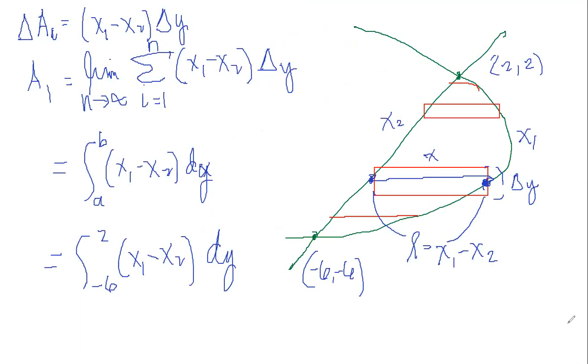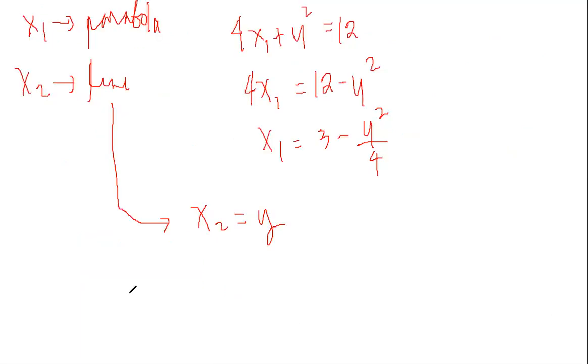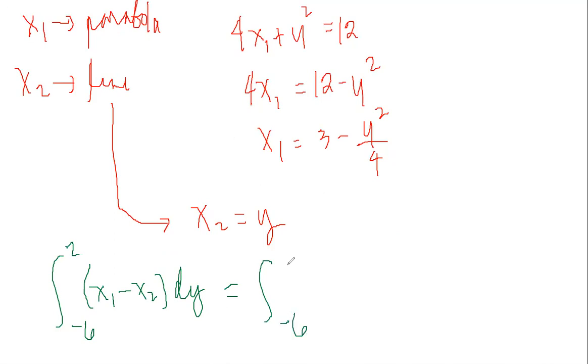So we can now substitute these values of x of 1 and x of 2 in the given integral notation here. So our integral now becomes the integral of x sub 1 minus x sub 2 dy from negative 6 to 2, which is equal to the integral from negative 6 to 2 of our x of 1, 3 minus y squared over 4, minus our x of 2, which is just y, and of course, dy.